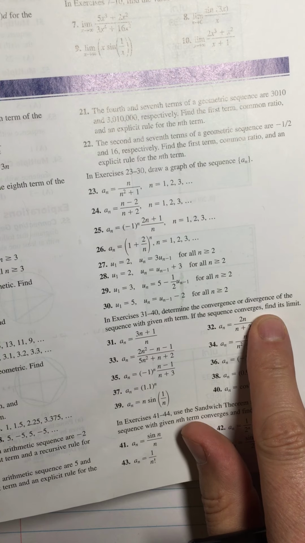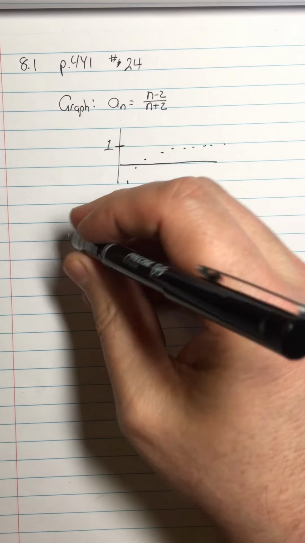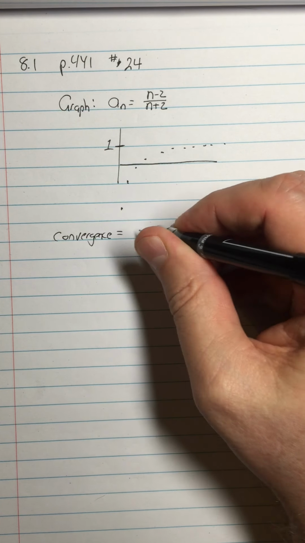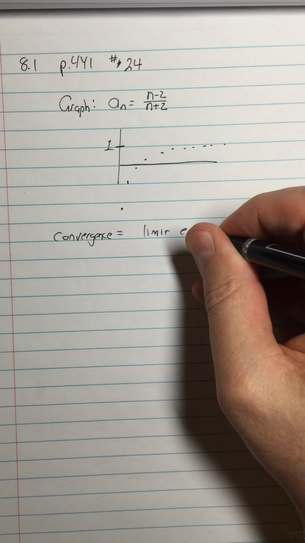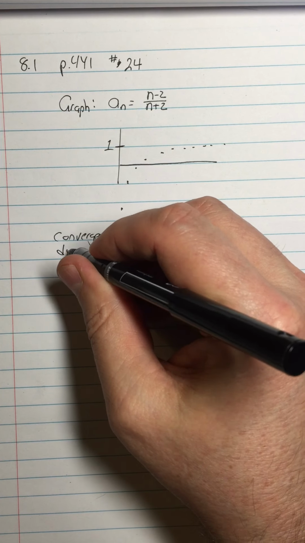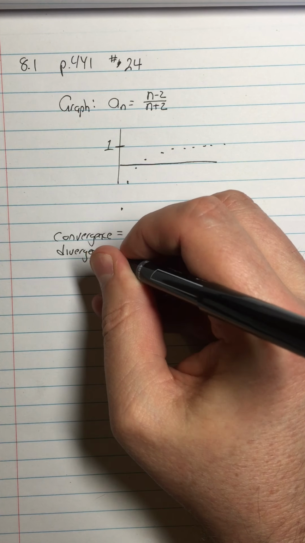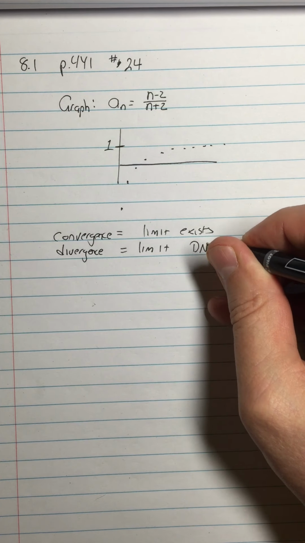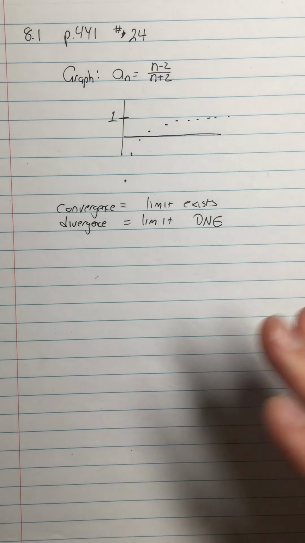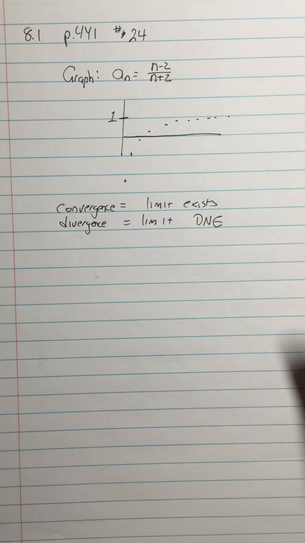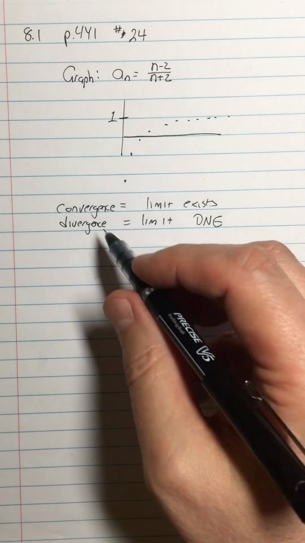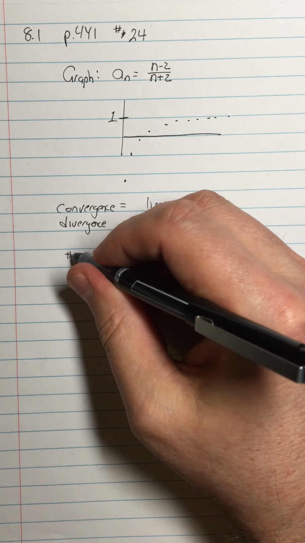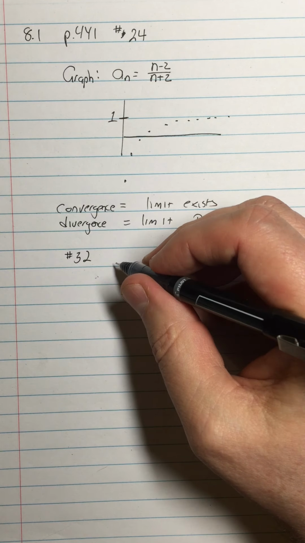If the sequence converges, find its limit. So these two words, convergence means the limit exists, and divergence means limit does not exist. It's just that sometimes we have specialized terminology for different contexts. In the context of functions, we use convergence and divergence instead of exists and does not exist. So these are so easy because you understand limits well.